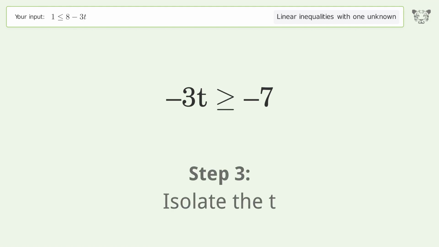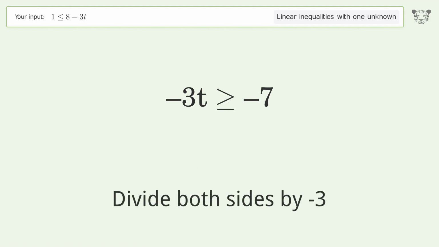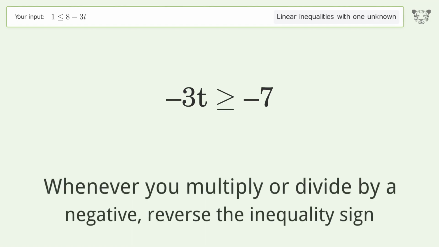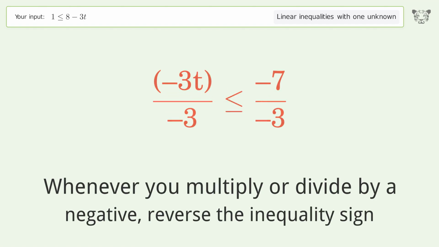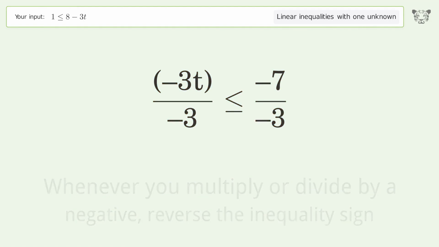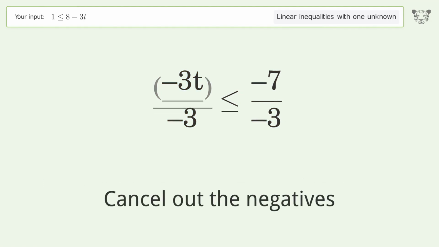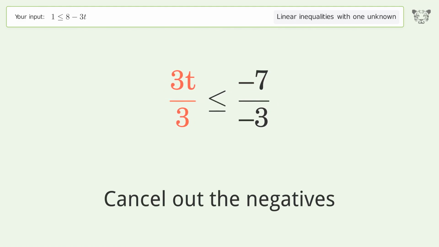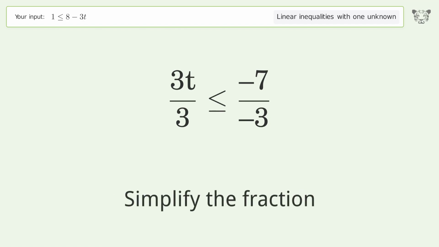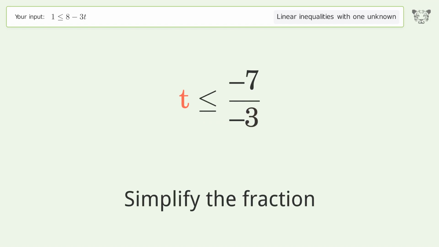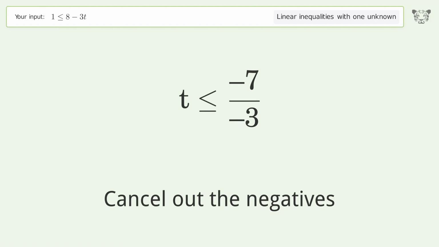Isolate the t. Divide both sides by -3. Whenever you multiply or divide by a negative, reverse the inequality sign. Cancel out the negatives. Simplify the fraction. Cancel out the negatives.